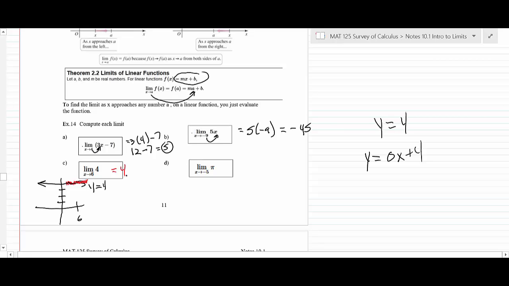How about y equals pi? Is that a line? Yes, sure it is. Pi is about 3.14, so the graph would be somewhere between 3 and 4, like that. That's what the graph of y equals pi looks like. So the answer to that is just going to be pi. That's it. Anytime you have a limit of a linear function, you don't have to graph it, you just plug it in.